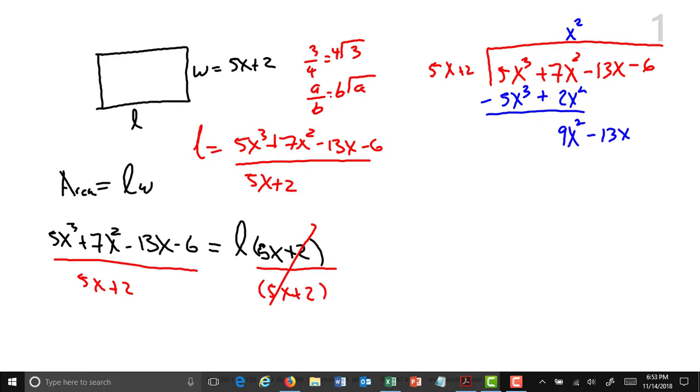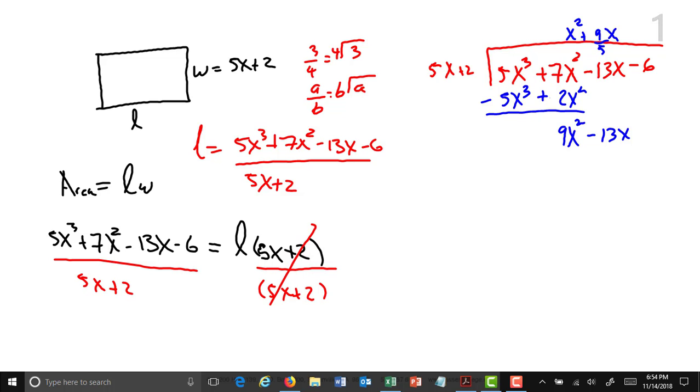And then I ask myself, what do I have to multiply 5x by to get 9x squared? Oof, this is trickier. Well, how about x? I know I have to multiply by x, right? And I'd like to get rid of the 5, so I'm going to multiply times 9 divided by 5.